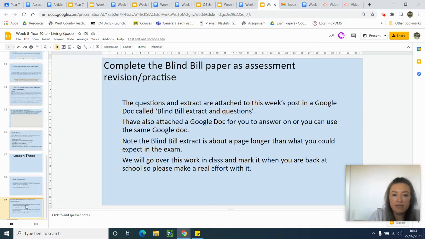So the paper is called the Blind Bill paper, Blind Bill extract. The questions and extract are attached to this week's post in a Google Doc called Blind Bill Extract and Questions. I've also attached a Google Doc for you to answer on, or you can just use the same Google Doc that the questions are on. I don't really mind. Note the Blind Bill extract is about a page longer, or maybe half a page longer than what you would expect in the exam. And we are going to mark this in class on our return, so I'd really appreciate it if you can make a real effort with this, please.